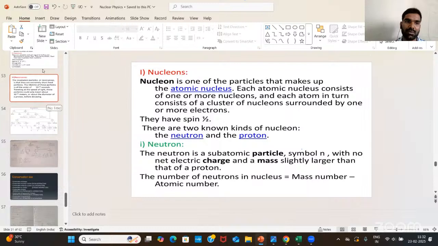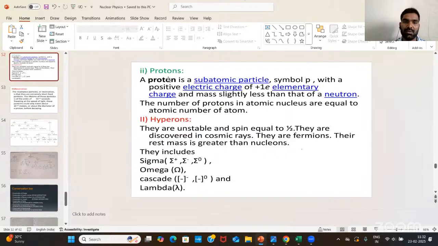Next one is protons. A proton is a subatomic particle just like a neutron. The symbol is P, with a positive electric charge. Whereas the neutron is neutrally charged, the proton is positively charged with +1 elementary charge and mass slightly less than that of the neutron. The number of protons in an atomic nucleus is equal to the atomic number. So atomic number is nothing but the number of protons.